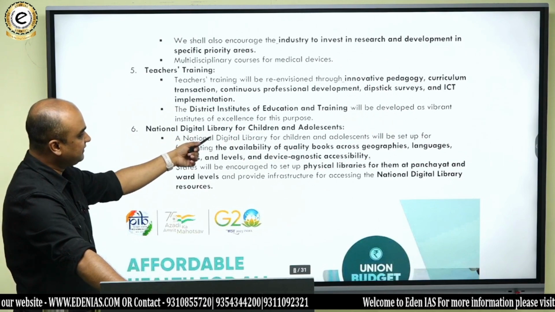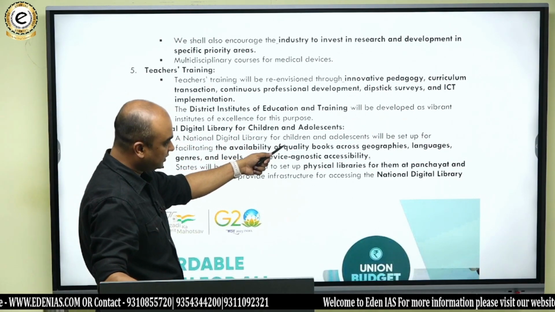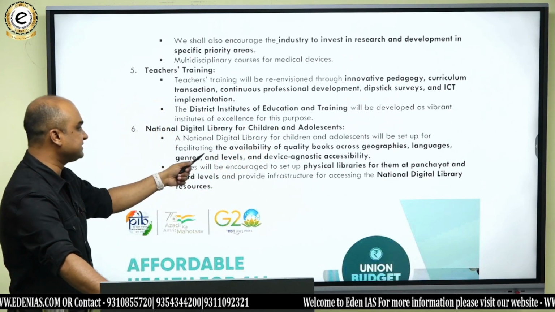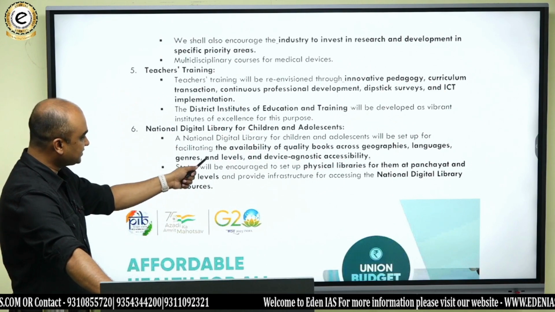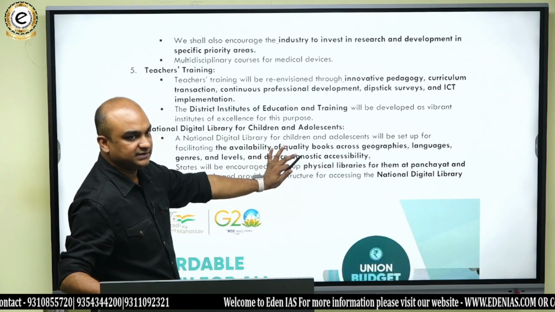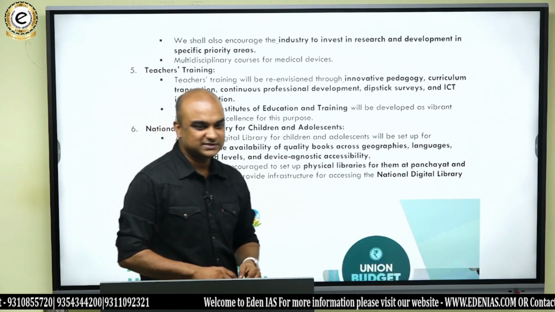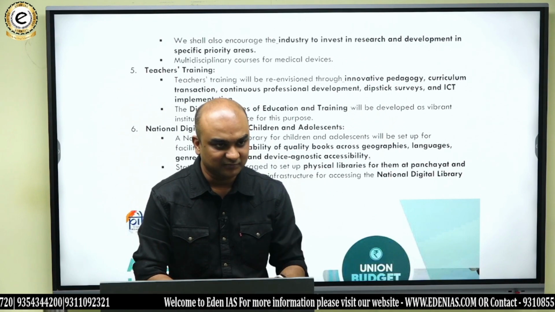National Digital Library for Children and Adolescents. A national digital library for children and adolescents will be set up for facilitating the availability of quality books across geographies, languages, genres and levels and device agnostic accessibility. अब एक चीज देखो, today's generation it is losing patience. Have you seen?